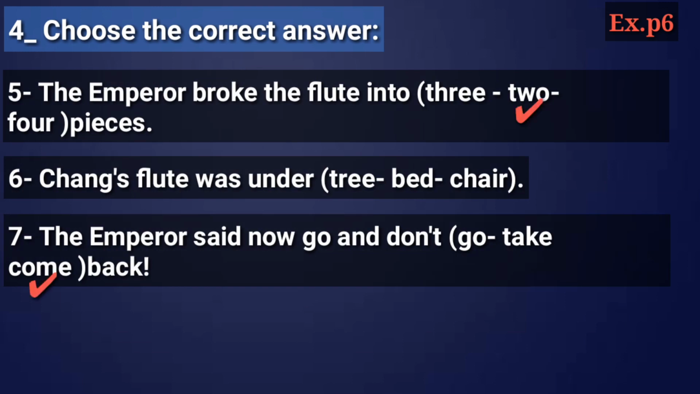Number 6, Chang's flute was under tree, bed, chair. The right answer is bed. Number 7, the emperor said, now go and don't go, take, come back. The right answer is come.